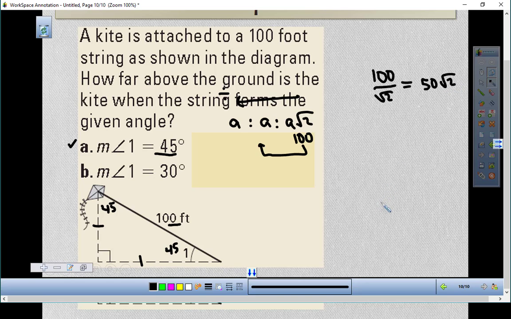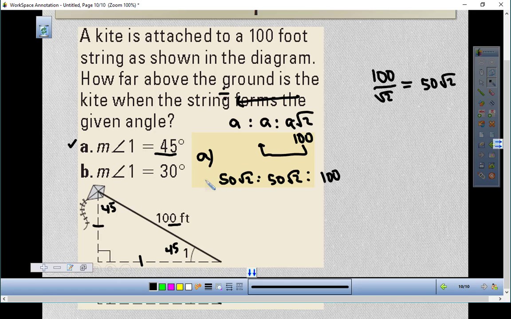Okay? In this pattern, it has a square root of 2 in there. So that means this is 50 square root 2, and this one's 50 square root 2. And then this side over here is 100. So that's what it looks like for part A. That's pretty easy, right? Are you guys ready for part B?